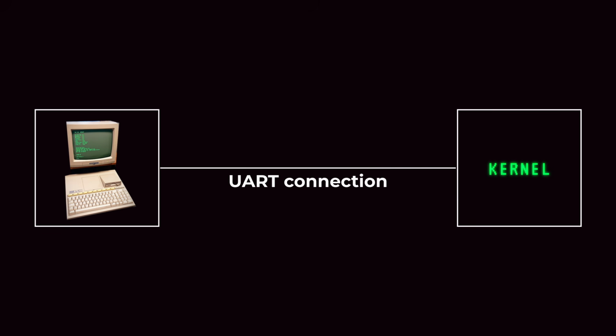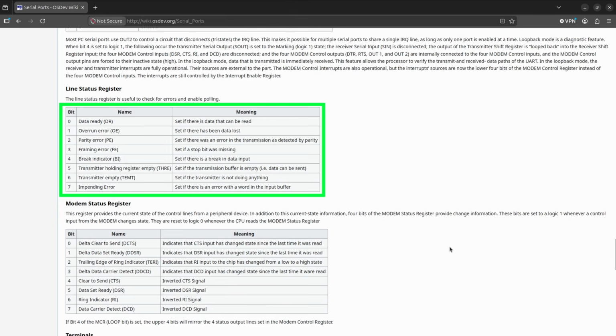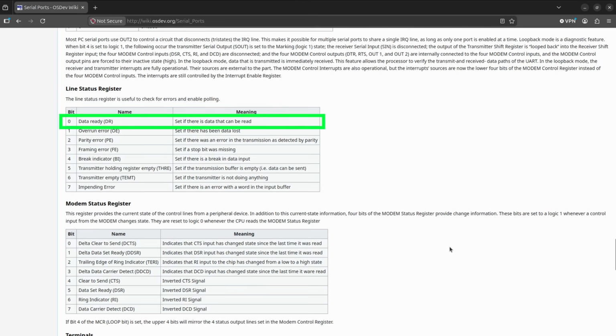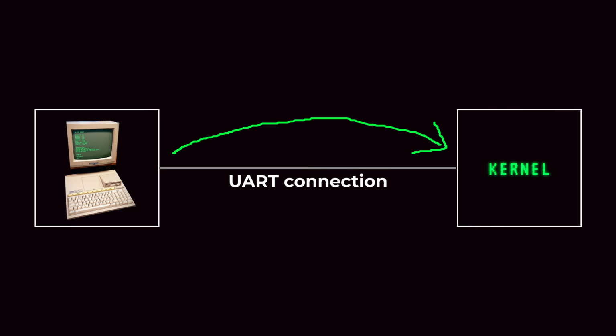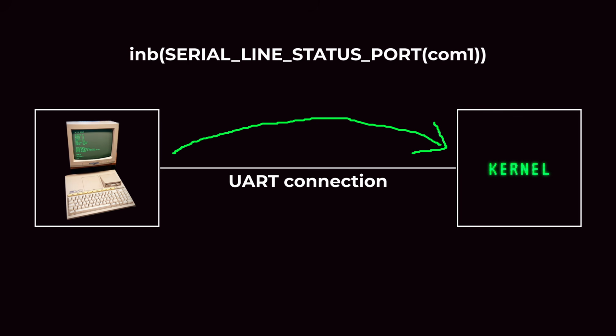So we theoretically could remote control our kernel with that. And input works in much the same way as output. First, we have to check whether the connection is ready to read data. And to do this, we have to check the line status register, but this time we are interested in the value of bit 0. If this bit is set to 1, there is data that can be read. Then, as usual, we use the data register to access the data. But this time, we use the in instruction, because from the perspective of the kernel, we want to read data.